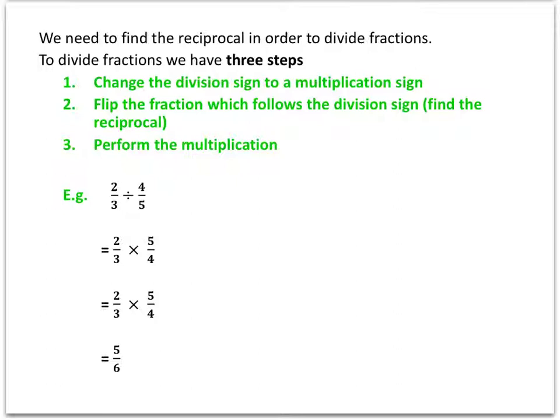So, here we have 2/3 divided by 4/5. We want to change the sign and find the reciprocal of 4/5. So what we've done at this point in our equation, we have flipped and the sign has been changed.